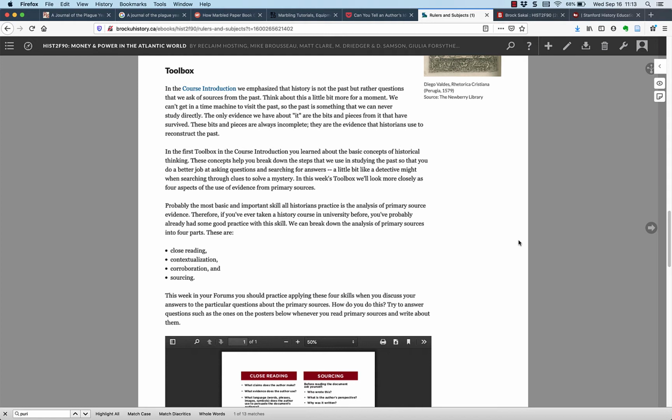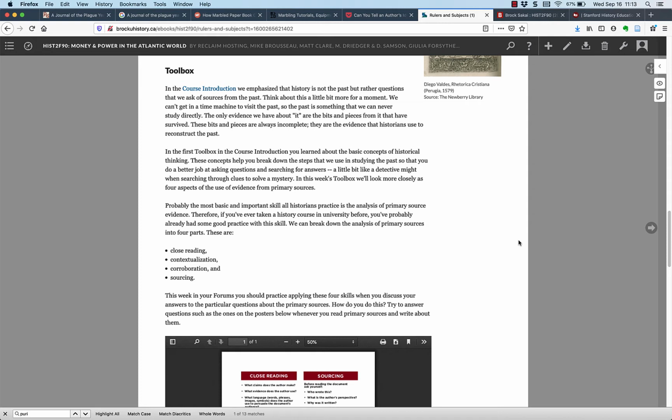Therefore, if you've ever taken a history course in university before, you've probably already had some good practice with this skill. We can break down the analysis of primary sources into 4 parts. These are close reading, contextualization, corroboration, and sourcing. Now, sourcing is a verb or an action that we apply to our reading of sources. So it's not the same as a source. To source a source, a little tricky.